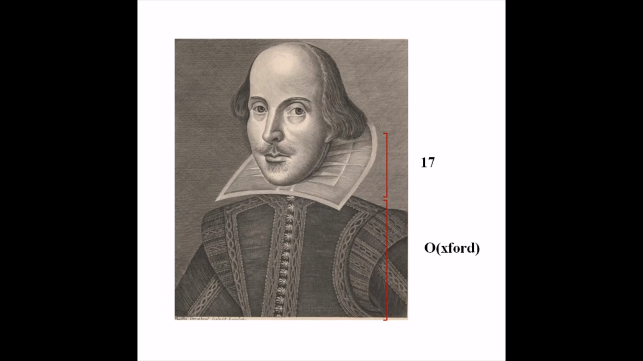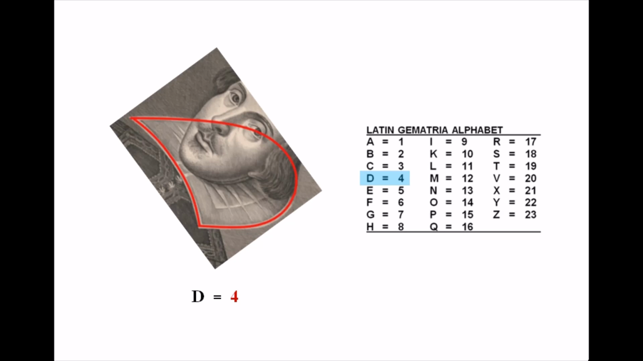Notice the strange shape of the collar. Turning it slightly sideways, it becomes clear that it's in the shape of a letter D. With the alphabet, D is the 4th letter.